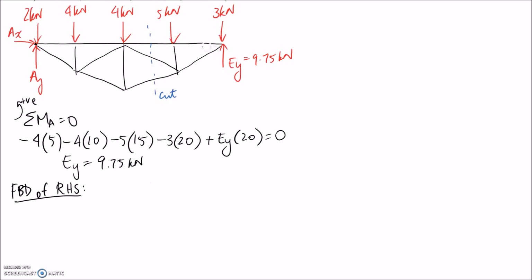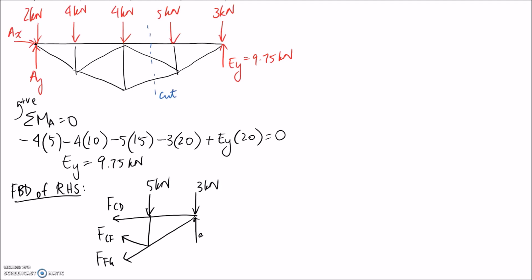So redrawing just this part. I'm going to draw each of these forces in tension, for each of these unknowns, and we'll give them some labels. So this one was CD, this one here is CF, and this one is FG. We also have some externally applied forces that we need to carry across. So we've got this 5 kilonewtons, we've got the 3, and we've got the 9.75 from the reaction.